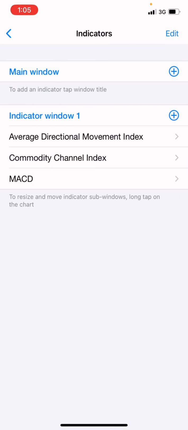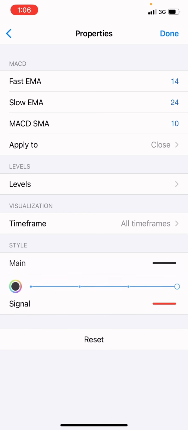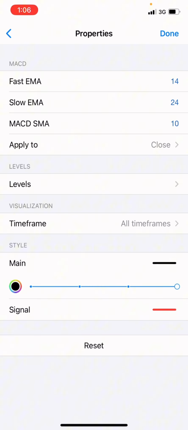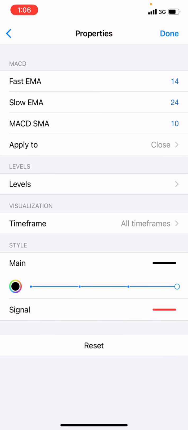All right. Then for the MACD indicator, you put the fast EMA on 14, the slow EMA 24, and the MACD SMA on the level of 10. You apply to close. You put it on all time frames. The main color, you put it on 4 with black color. The signal, you put it on red on 4 pixels, which is the 4th line. At the ending, then you put it on this first line right here as well. Then you click on done.